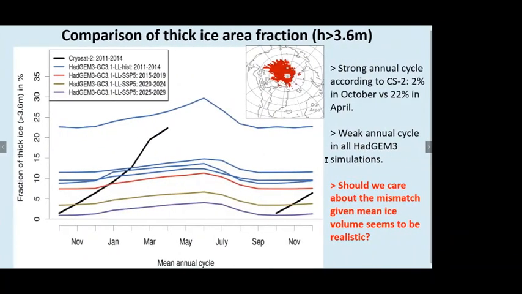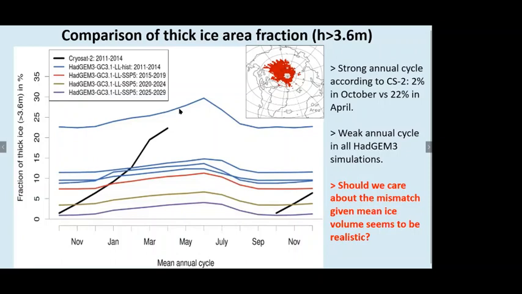But if we look just at the area of very thick ice, and this is the fraction of a grid cell which has ice which is thicker than 3.6 meters, if you look here at the observations, we have hardly any thick ice in October when we have a CryoSat observation. We don't have them in summer, so it's close to 0%, and it increases strongly during the winter season. And in April we have roughly 20%.